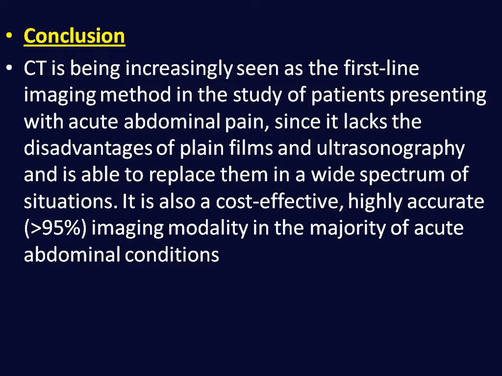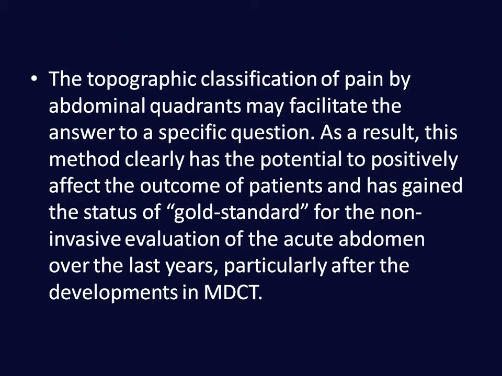So in conclusion, CT is increasingly seen as the first-line imaging method in the study of patients presenting with acute abdominal pain, since it lacks the disadvantages of plain films and ultrasound, and it is able to replace them in a wide spectrum of situations as a cost-effective, highly accurate imaging modality in the majority of acute abdominal conditions. The topographic classification of pain by quadrants may facilitate the answer to a specific question. So if you have right upper quadrant pain, it differs from left upper quadrant, and so on, as we explained previously.